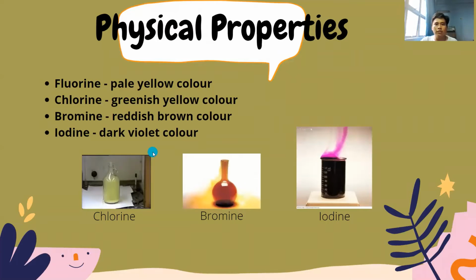Next are the physical properties. One of the most important properties is the color of the halogens. Fluorine is pale yellow. Chlorine is greenish yellow, as in the picture below. Next is bromine, which is reddish brown, and iodine, which is dark violet.